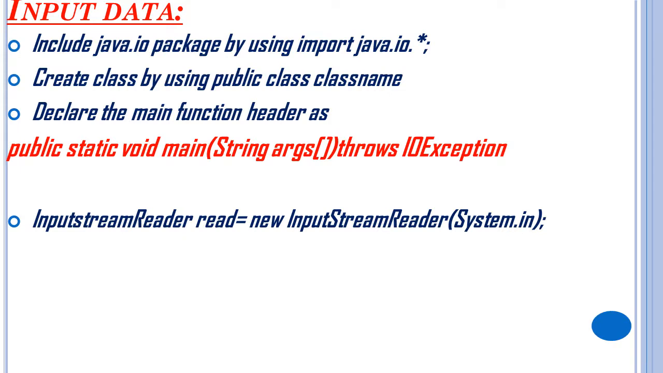Why do we need to write like this? I have already said this in a previous class about the stream reader. Whatever data you enter, every data will be streamed bit by bit and sent to the processor, right? Before that, this line will create one object. The object name is read. This read object will send the data as streamed data, bit by bit, to the processor.